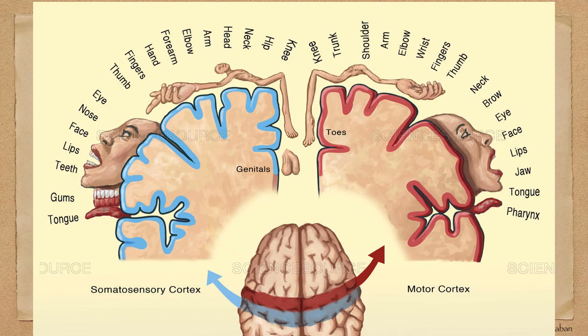So meaning the picture shows the different parts cut in a way that you could comprehend. Those parts are responsible for such parts of our body. On the left side, it's more on the sensation. So you can check this out later.